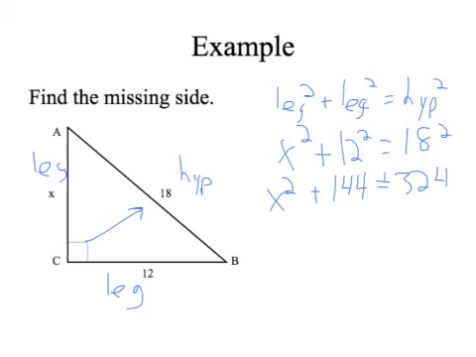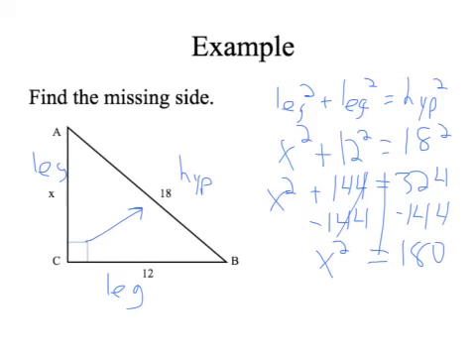Alright, so if we look at our problem, like on the previous example, x was already by itself. This time it's not. It has this 144 on the same side. So we need to get rid of that 144 by subtracting 144 from both sides. That would give me 180. Alright, so next I need to take the square root of both sides. 180 is not a perfect square, but we can break it down.